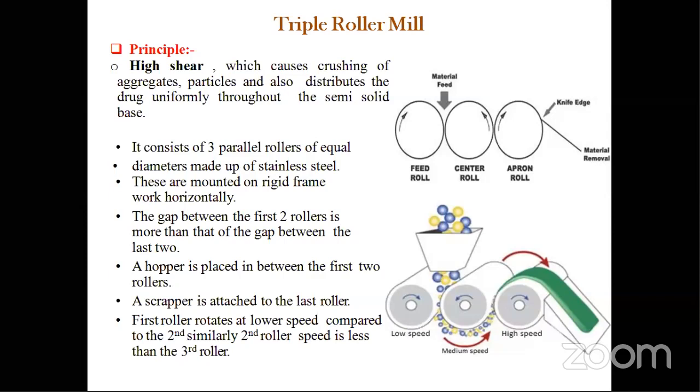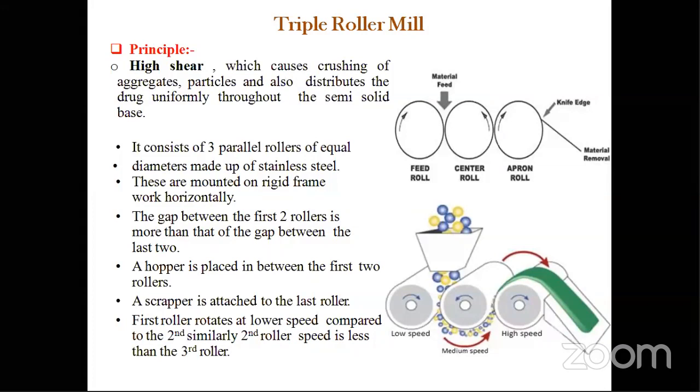Between the first roller and the second roller, there is a hopper, and the gap between the first and second roller is larger than the gap between the second and third roller. Why is the gap larger? Because this gap is required to put the material in between the first and second rollers. The first and second rollers are directly connected with a sample hopper, and through this hopper we can put in whatever materials are required for the preparation of semi-solid preparations.